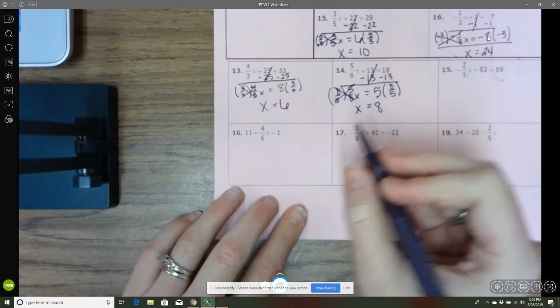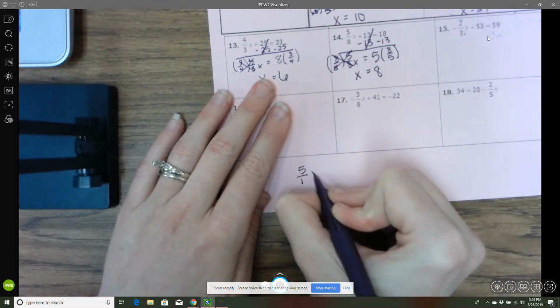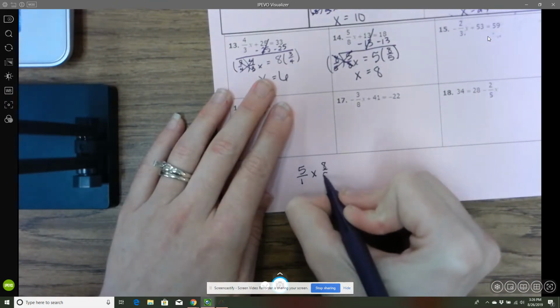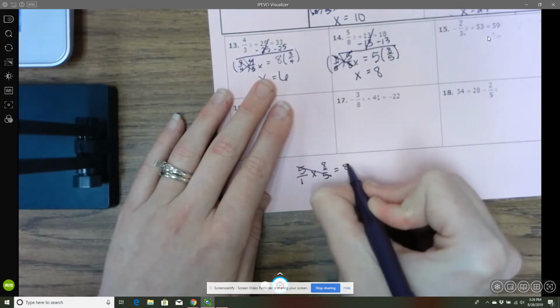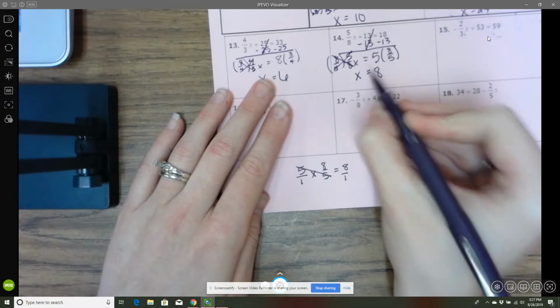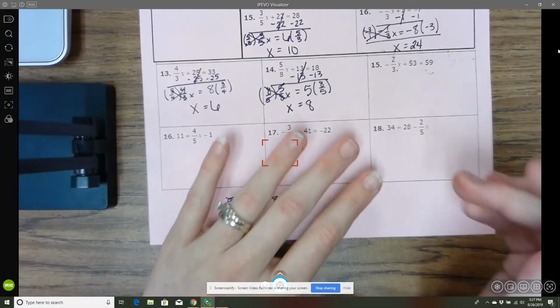And so here's another one, kind of one of those fraction tips. 5 is the same as 5 over 1. And if I multiply it by 8 over 5, these 5 cancel, and I'm left with 8 over 1, or just the 8. So let me focus one more time here for you.